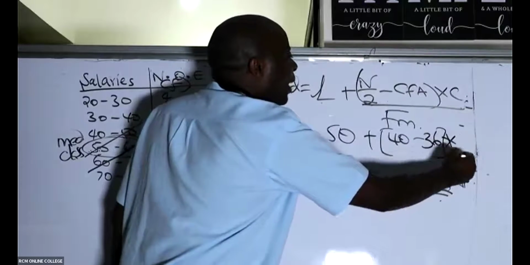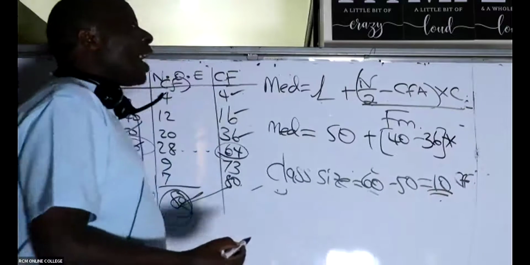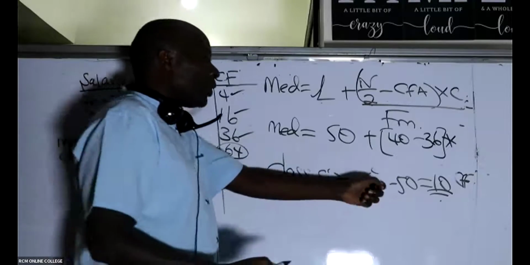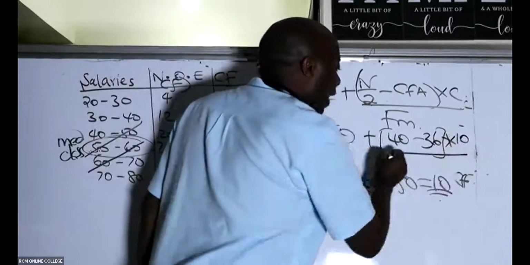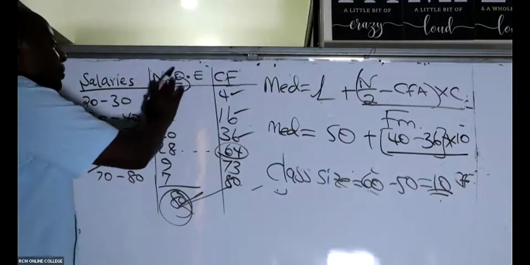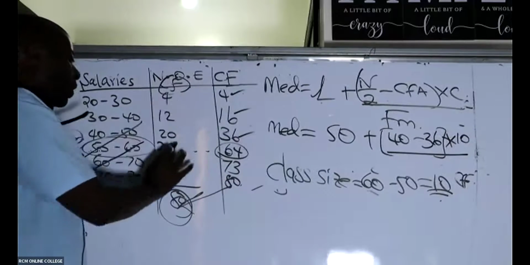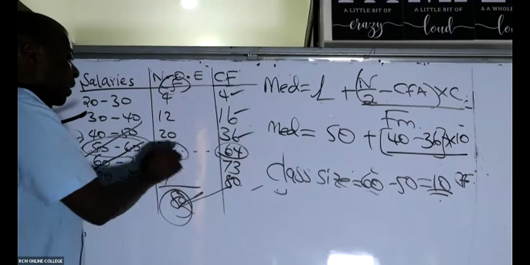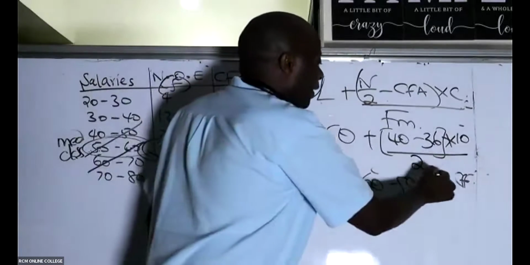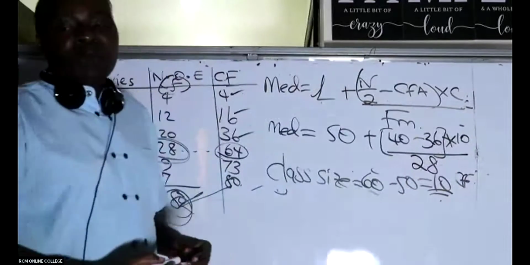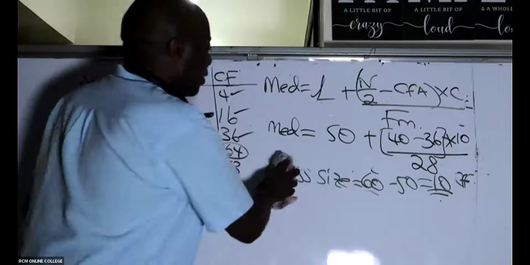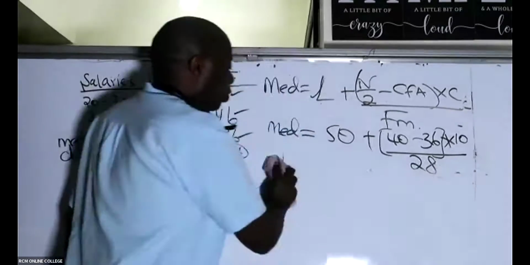And then we multiply this with the class size, which we already computed here as 10. Divide this by the frequency of the median class. Remember these are our frequencies. The frequency of this median class is 28. So you divide this by 28.